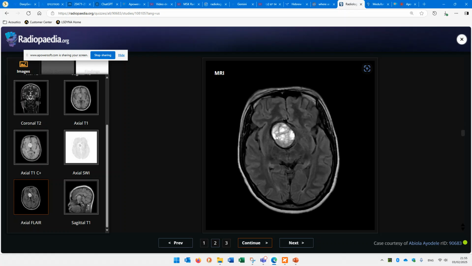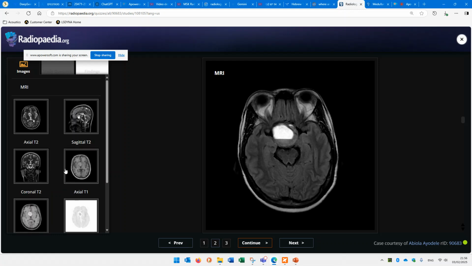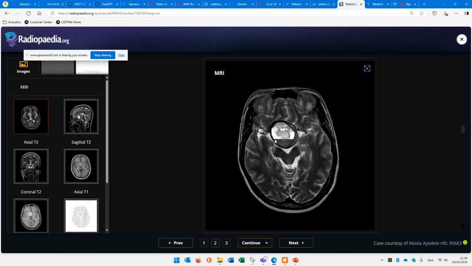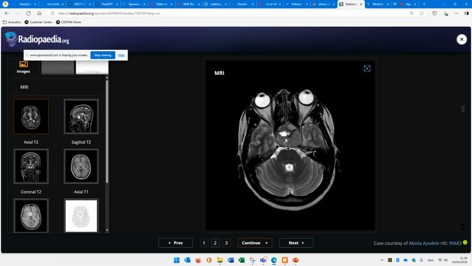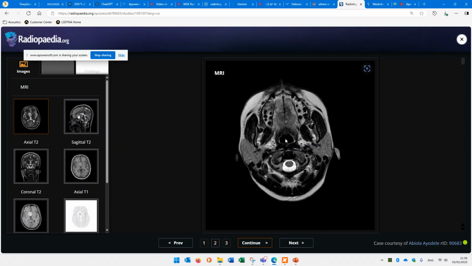Maybe hemorrhage with clots inside. But what can cause hemorrhage? Oh, maybe Sheehan syndrome, but they didn't say that she is after pregnancy. So why would it be Sheehan syndrome? But there is a fluid level. Maybe it seems like there was bleeding inside, and Sheehan syndrome may be with such. Maybe Sheehan syndrome.